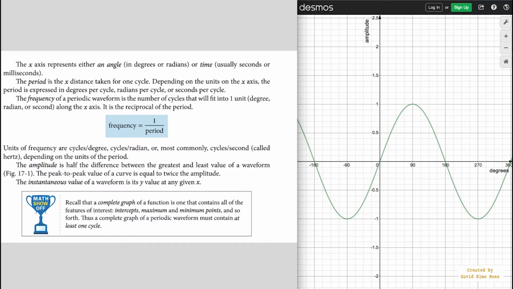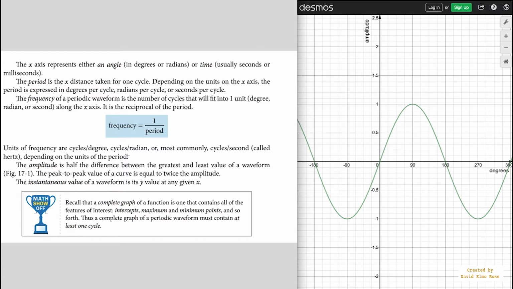So that is the period here, and the frequency is 1 over the period. Units of frequency are cycles per degree, cycles per radian, or most commonly cycles per second, called hertz, depending on the units of the period. The amplitude is half the distance between the greatest and the least value here. So this here is the amplitude, which is 1, and the peak-to-peak value is going to be this amplitude plus this. This would be a unit of 2.